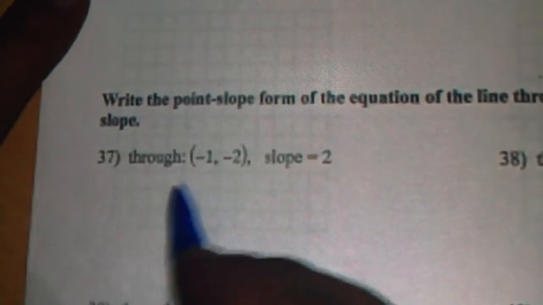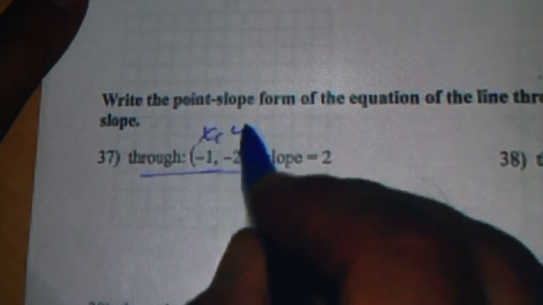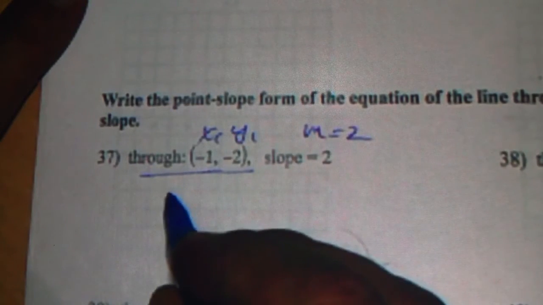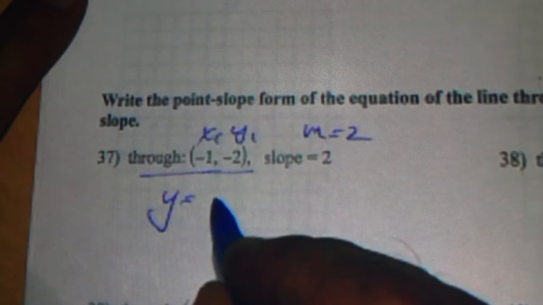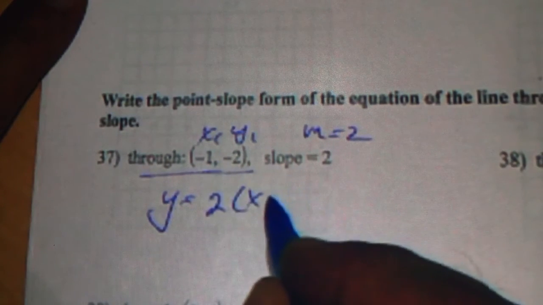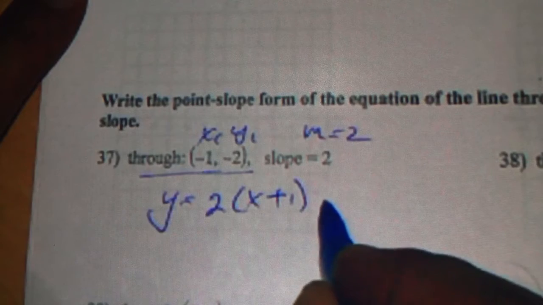There's really one other type of question, but it's dead easy. In this case, we're given the x1, y1, and we're given the slope m equals 2. So there's not much to that. All you have to do is go y equals 2 onto x minus negative 1. It's going to be plus 1. And then there's minus 2.